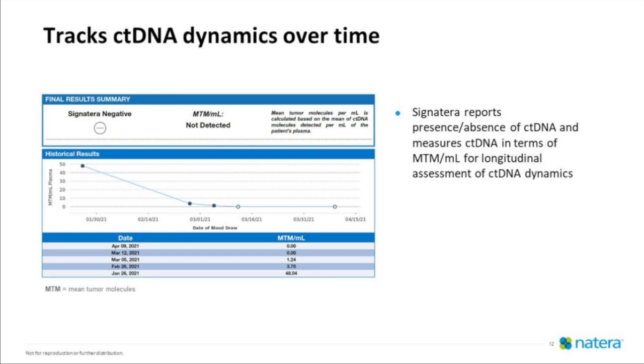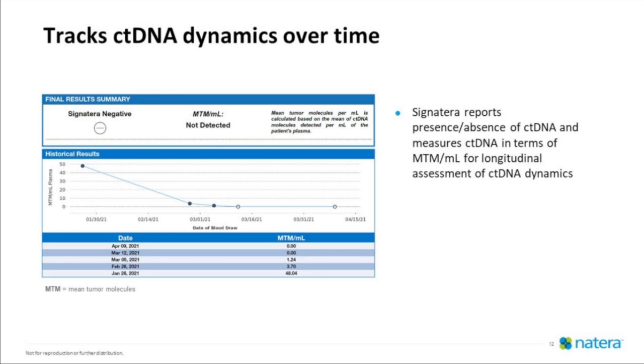But in terms of the sample report, this is an example of a sample report of Signatera, which tracks the ctDNA dynamics over time. As you can see, it's measured in mean tumor molecules per ml. This one here shows that it's not detected currently. As you can see here, it's a longitudinal presentation from the original data point, looks like prior to surgery when there was an elevated level of mean tumor molecules in plasma, to then becoming negative and staying negative. So that's what we're going to look at, the longitudinal assessment.